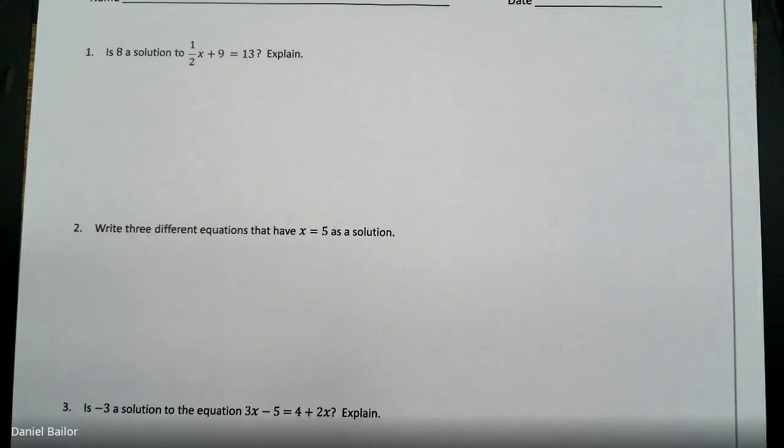Practice on the problem set. Turn in the picture of the exit ticket. And hopefully everything worked out well today.